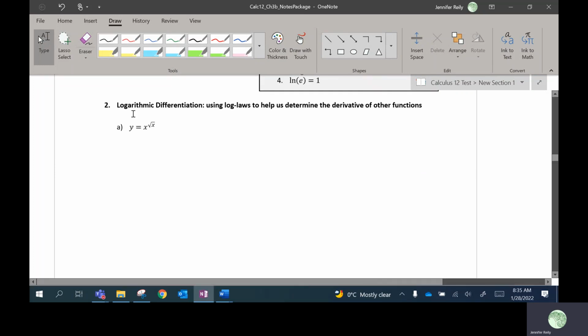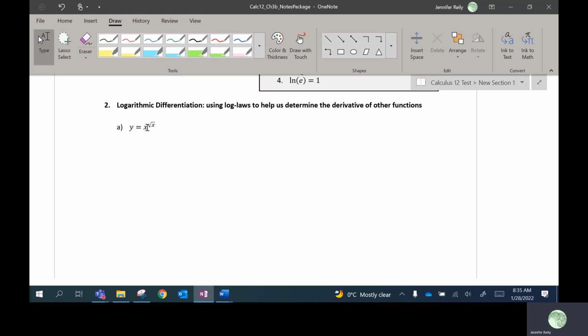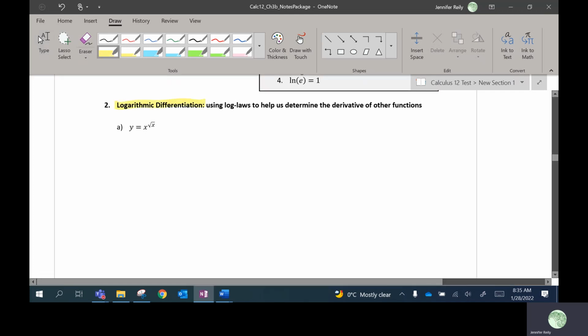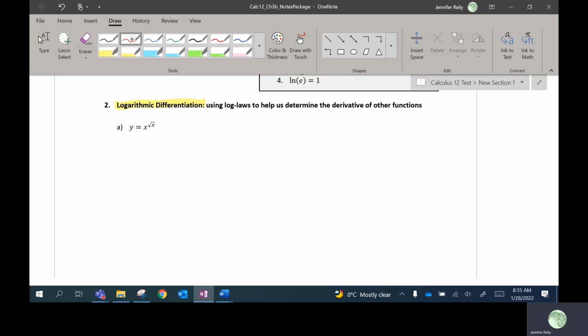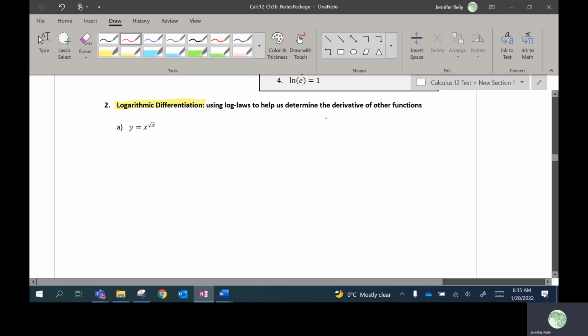Y equals x to the power of root x. We actually don't have a rule for this when we have an x in the exponent like that, especially when x is a base as well. So we don't have a way to evaluate this with what we know so far. So we're going to do something called logarithmic differentiation here. And there's a few steps to this. So the first step is always, I'll write the steps on the right-hand side as I go, the first step is always take ln of both sides.